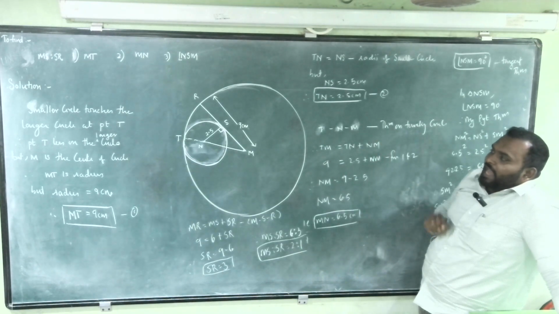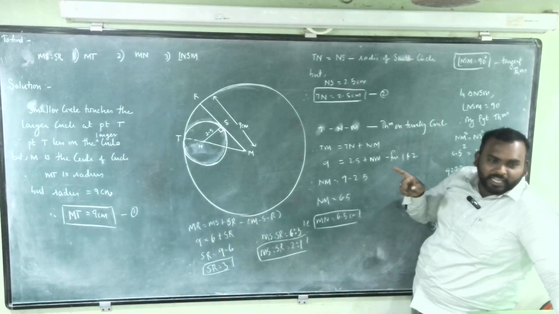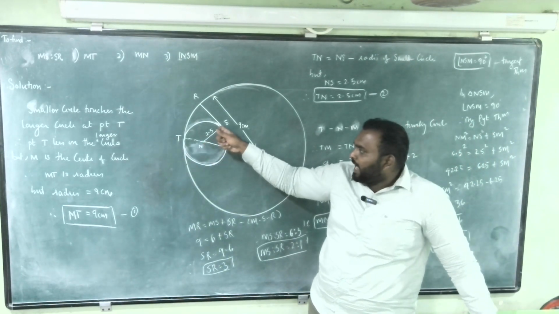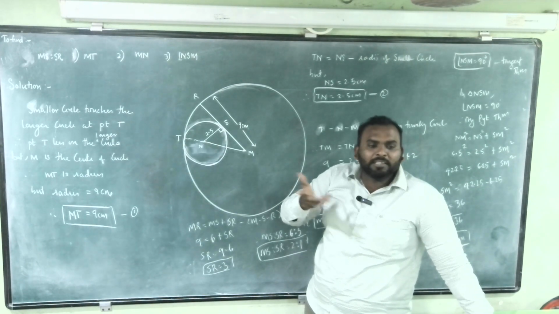Third, I need to find angle NSM. Where is angle NSM? छोटे सर्कल में देखो, NSM. NSM will be 90 degrees by the tangent theorem. What does the tangent theorem say?